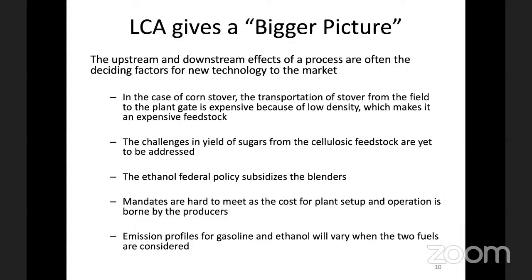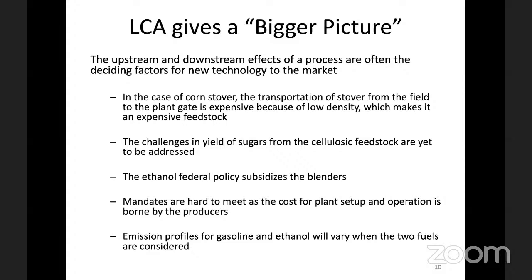The challenges in yield of sugars from the cellulosic feedstock are yet to be addressed. If you look at the first step of releasing the sugars, we had enzymatic hydrolysis, and we also had steam hydrolysis for breaking the cellulose and the hemicellulose down into their sugars. The yield of sugars that we get from these two processes is pretty low, and these challenges have not been addressed as of today.